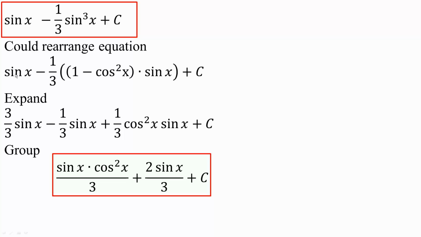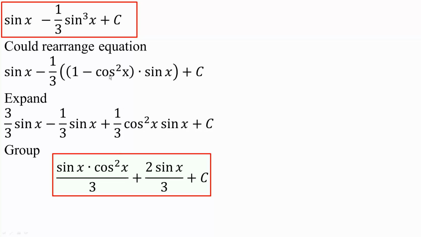Next, I will expand. Instead of saying sine x, I could say 3/3 sine x. 3/3 is simply 1, so they're equivalent. Next, I could distribute the sine x here, and then distribute the negative 1/3. And so I would get negative 1/3, sine x times 1 is sine x, so sine x, plus negative 1/3 times negative 1 is positive 1/3.